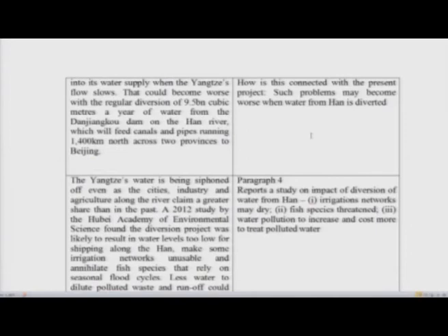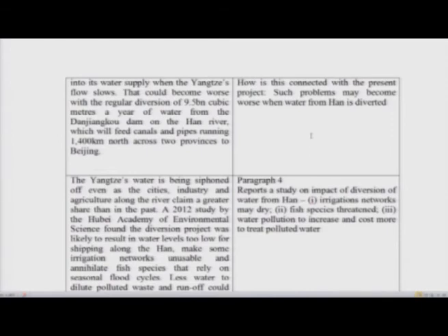Okay, paragraph 4. The Yangtze's water is being siphoned off even as the cities, industry and agriculture along the river claim a greater share than in the past. A 2012 study by Hubei Academy of Environmental Science found the diversion project was likely to result in water levels too low for shipping along the Han, make some irrigation networks unusable and annihilate fish species that rely on seasonal flood cycles. Less water to dilute polluted waste and runoff could pose a greater risk to human health and raise the cost to cities and industry to treat the water.